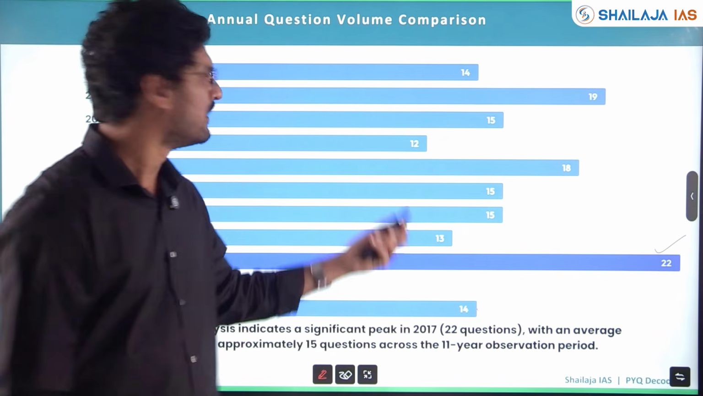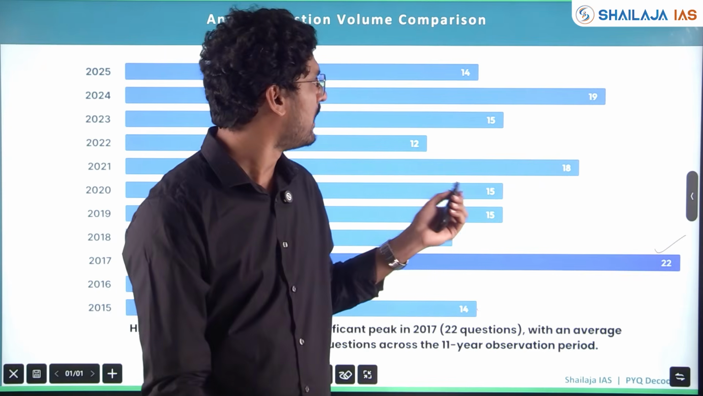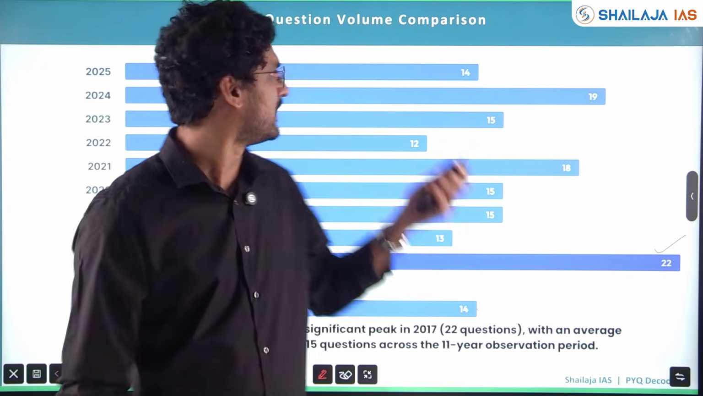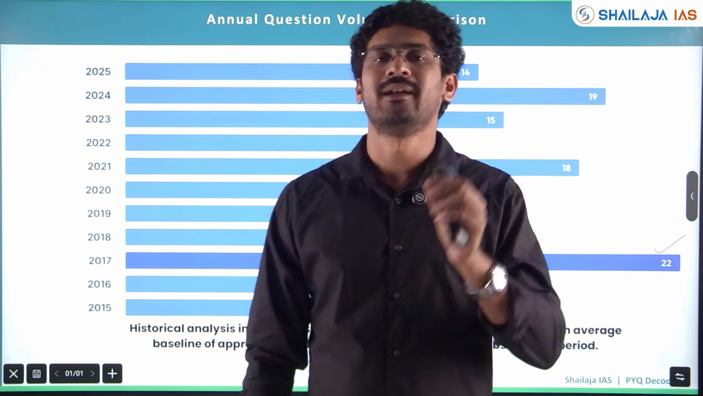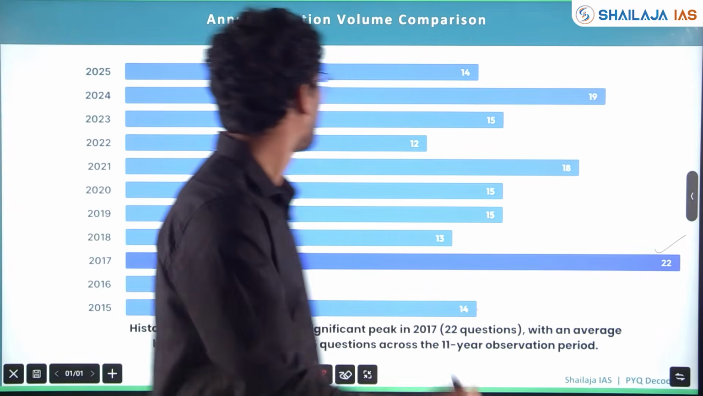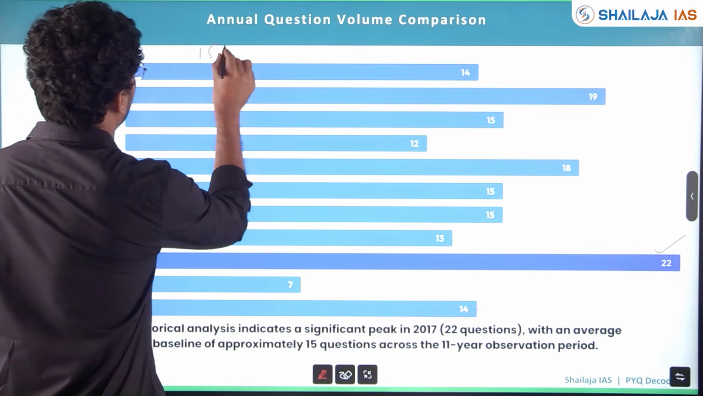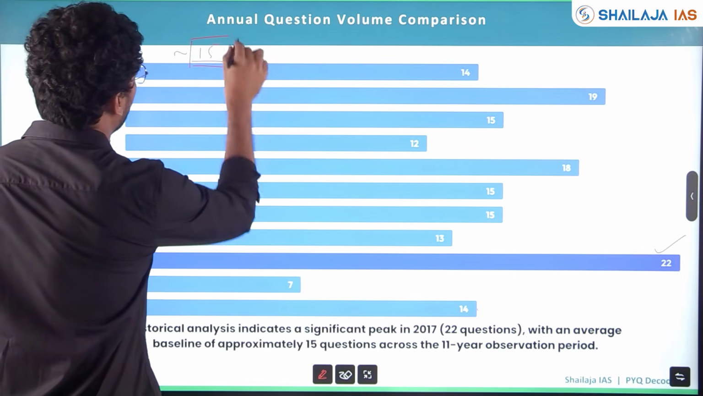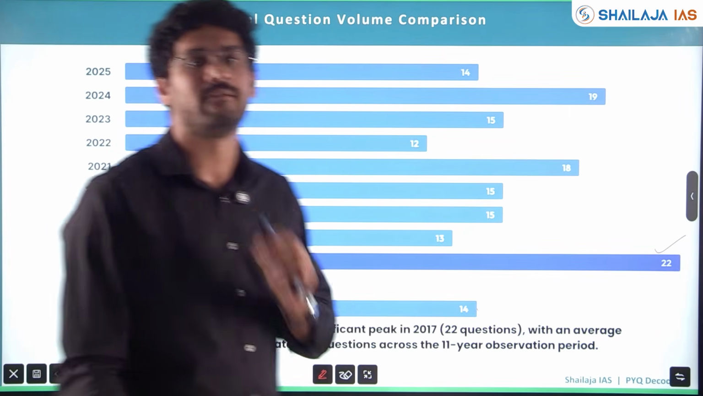Then it is 13, 15, 15, 18, 12. In the last 3 years, it's 15, 19, 14. Okay. On an average, in polity, around 15 questions have been asked every year.